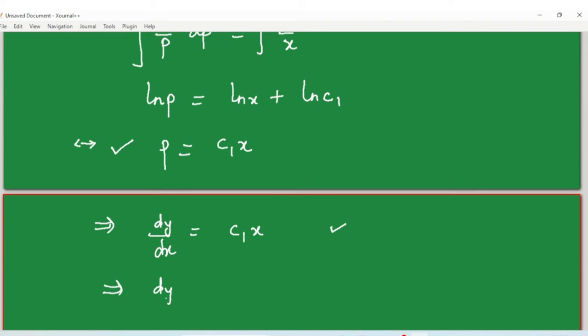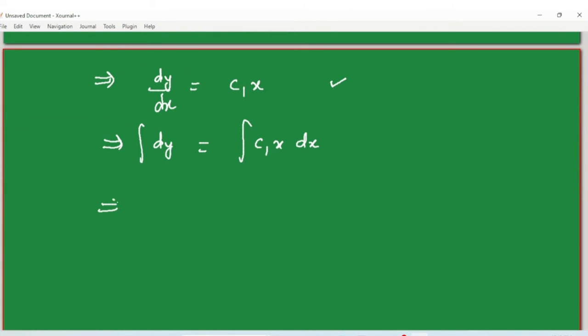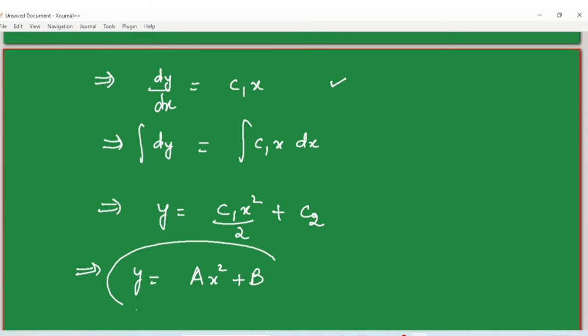So we separate the variables. I can write it like this, and integrating both the sides I can get the solution very easily as y equal to c1 x square by 2 plus the other constant, which I told you has to come because the order of the given differential equation is 2. So there have to be two constants in the end. If I want, I can call c1 by 2 as a new constant. Let's say this implies y equal to a x square plus b is the general solution.